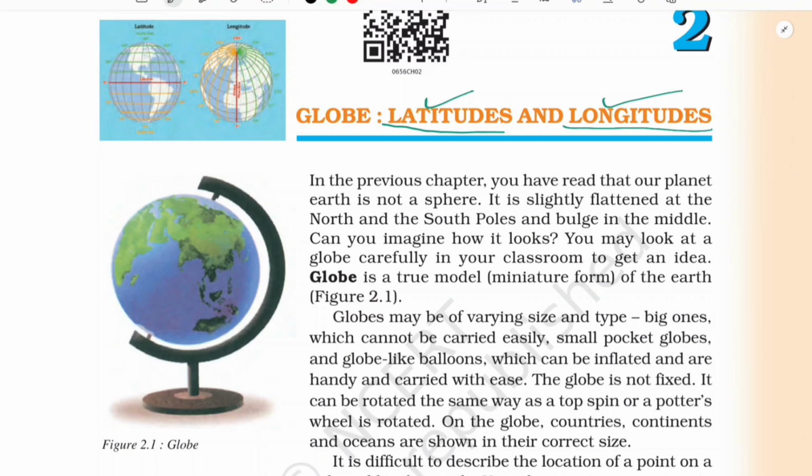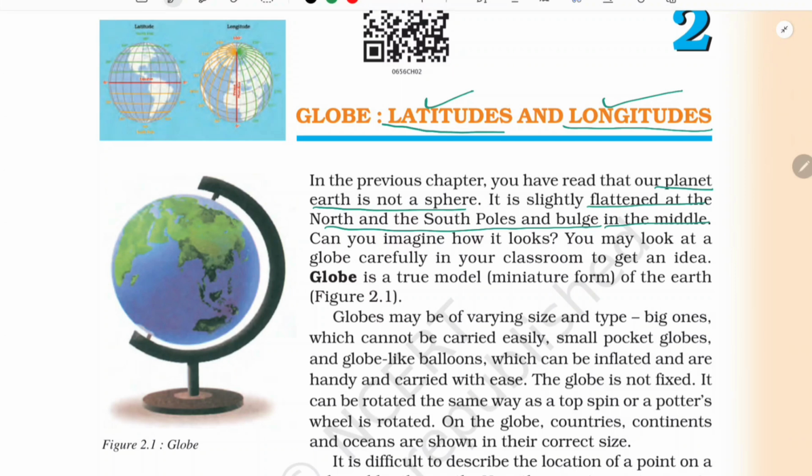So see, in the previous chapter, we have read about our planet Earth, about the solar system, that earth is not a sphere and it is of a geoid shape. It is slightly flattened at the north and the south poles and bulges in the middle. See here in the picture also you can see this is a globe, and this will be our reference. It is a replica or a miniature form of earth through which we can understand earth very properly, like we can understand the world maps.